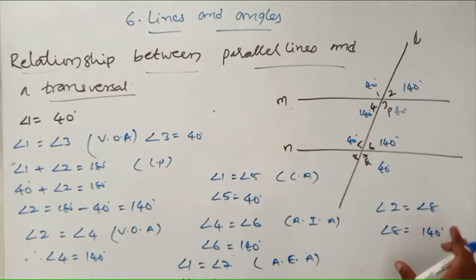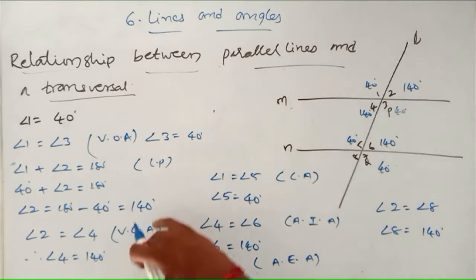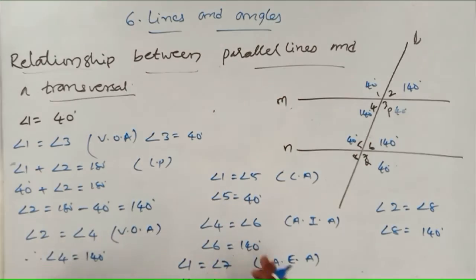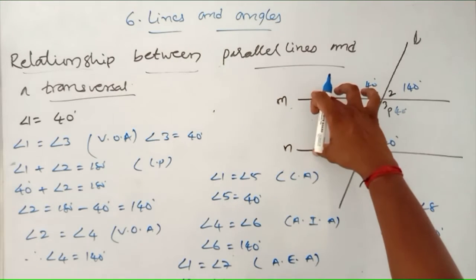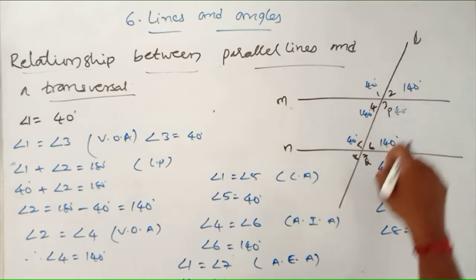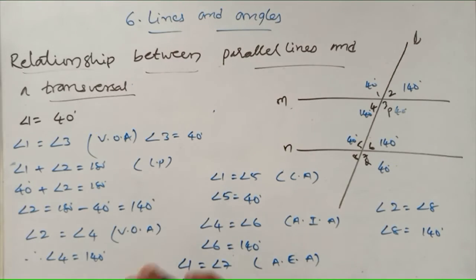If alternate exterior angles are equal, corresponding angles are equal, or alternate interior angles are equal, then M and N are two parallel lines and L is a transversal. So based on this, we will solve some problems.